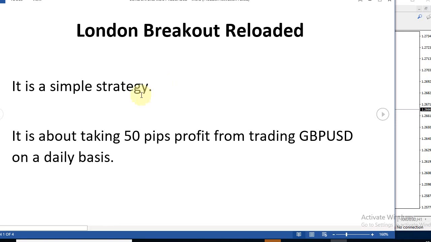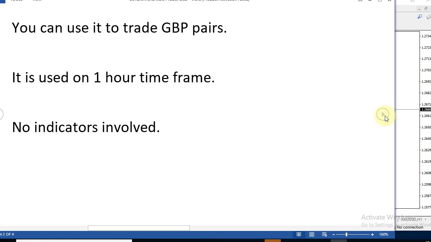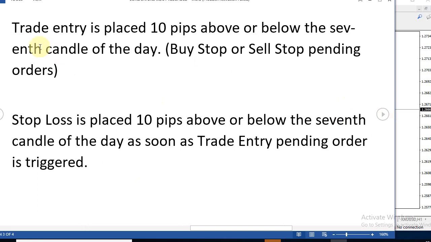It is a simple strategy. It is about taking 50 pips from trading GBPUSD on a daily basis. You can use it to trade GBP pairs like GBPCAD, GBPJPY, and others. It is used on the 1 hour time frame. No indicators involved.